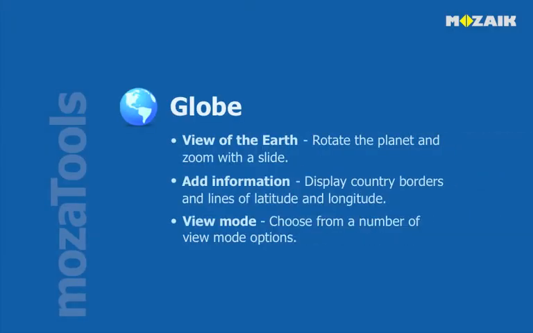Globe. View of the Earth. Rotate the planet and zoom with a slide. Add information. Display country borders and lines of latitude and longitude. View mode. Choose from a number of view mode options.